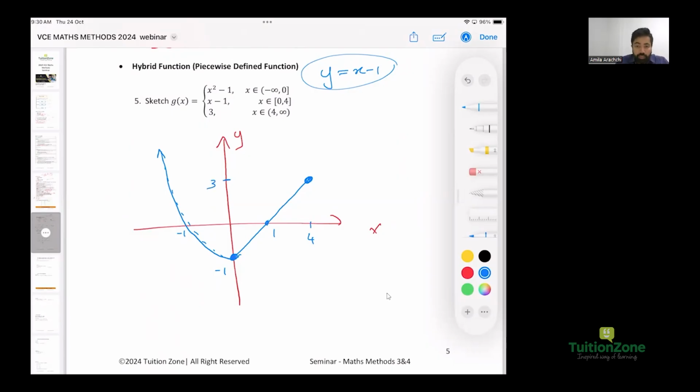And then what's the last one? y equals 3. That's a horizontal line going through y equals 3. It's going through here, but starting from 4. So you can see this is the full graph. Label everything. Endpoints are fine. And this is 4, 3, 0, negative 1. Just label everything clearly.